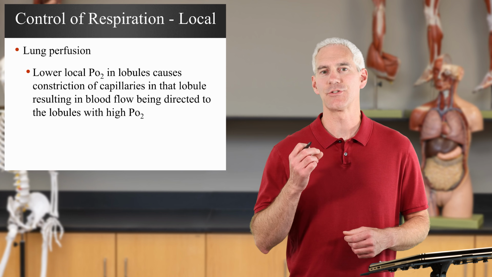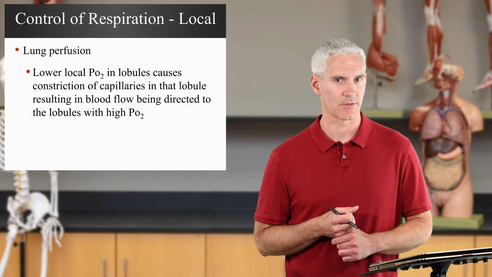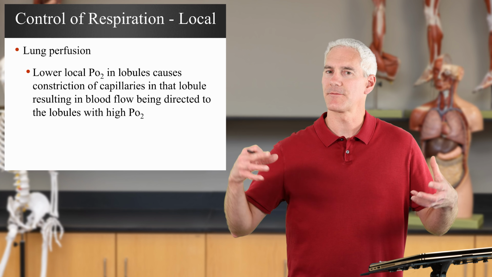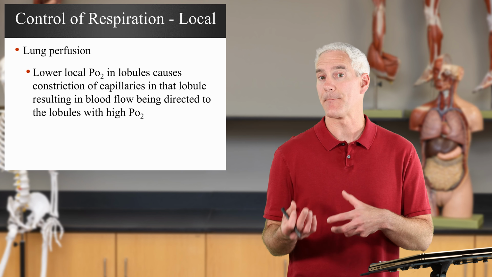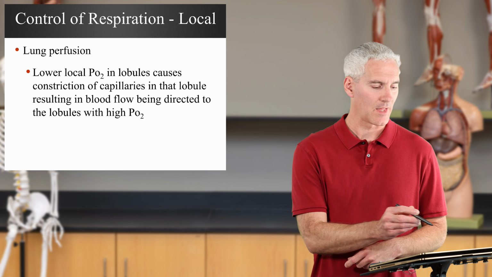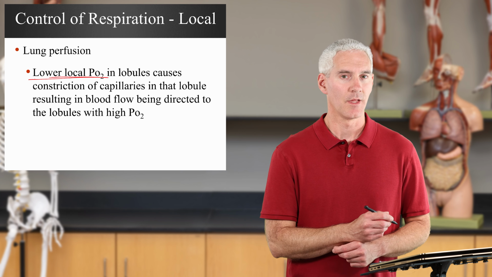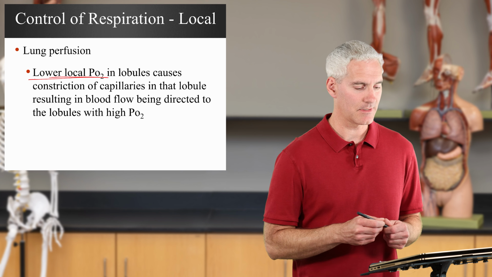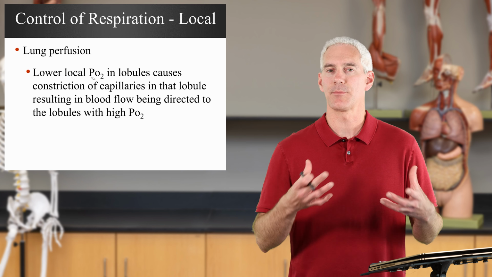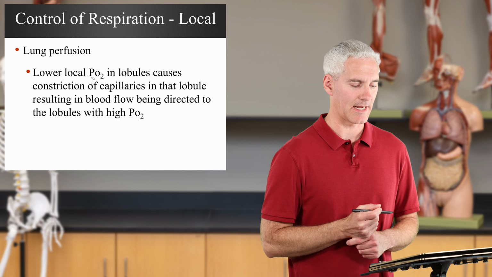We need to look into the control of respiration, specifically the control of lung perfusion to start with. We already discussed perfusion, the idea of blood flow coming around the alveoli, making sure that it pairs evenly with ventilation, the air coming in. But with lung perfusion, if you have a lower local partial pressure of oxygen, so in that area there's just not enough oxygen, the capillaries are going to divert blood. They'll divert blood to areas that have higher partial pressures of oxygen.